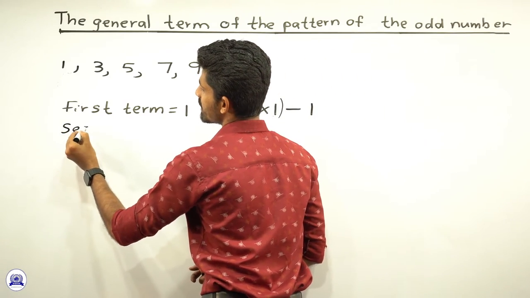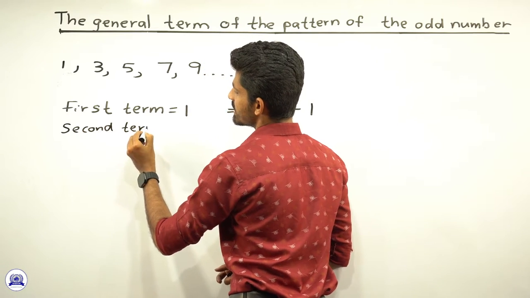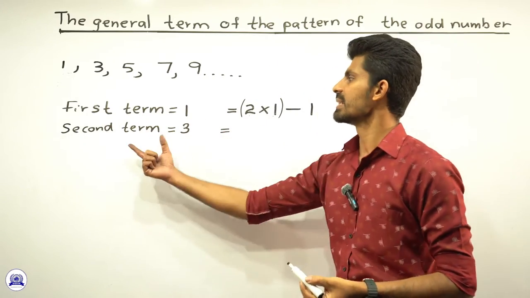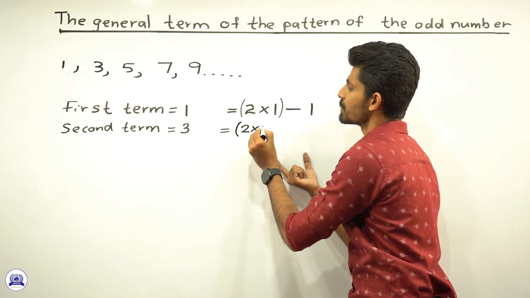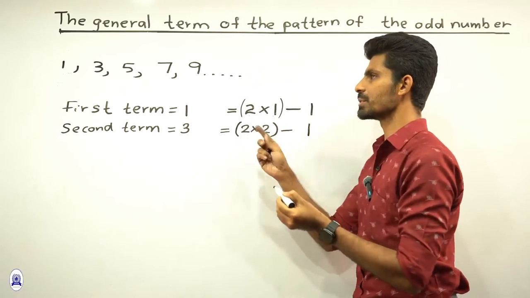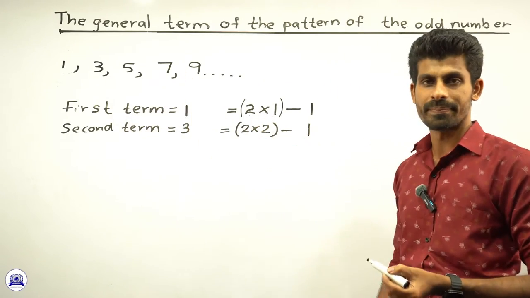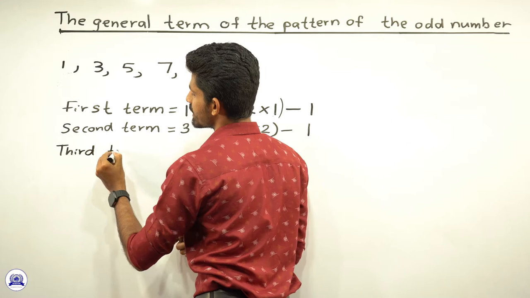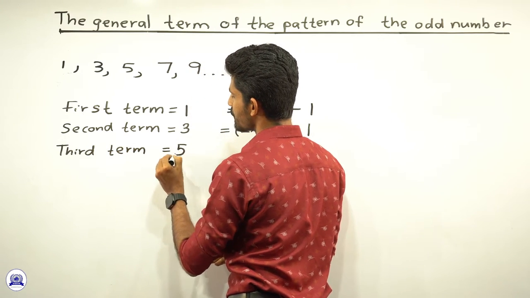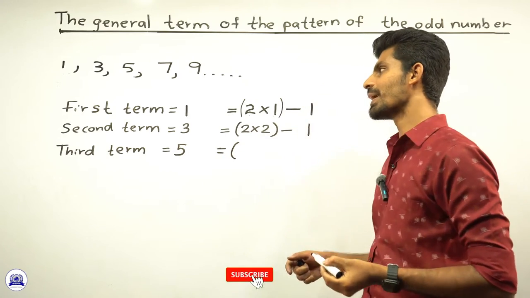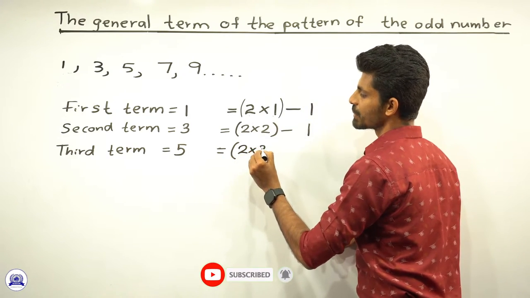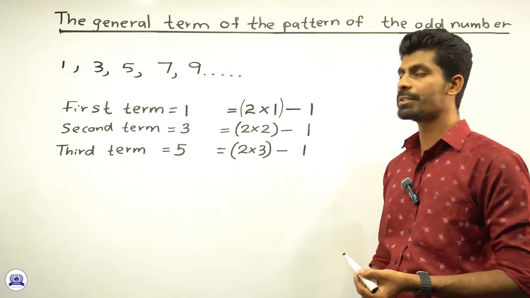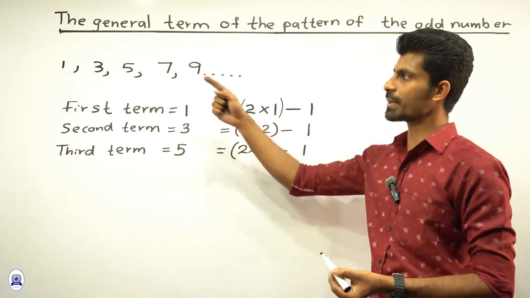Look at the second term. Second term equals 3. That means 2 into 2 minus 1. 2 into 2 is 4, 4 minus 1 equals 3. Look at the third term. Third term equals 5. 5 means 2 into 3 minus 1. 2 into 3 is 6, 6 minus 1 equals 5.